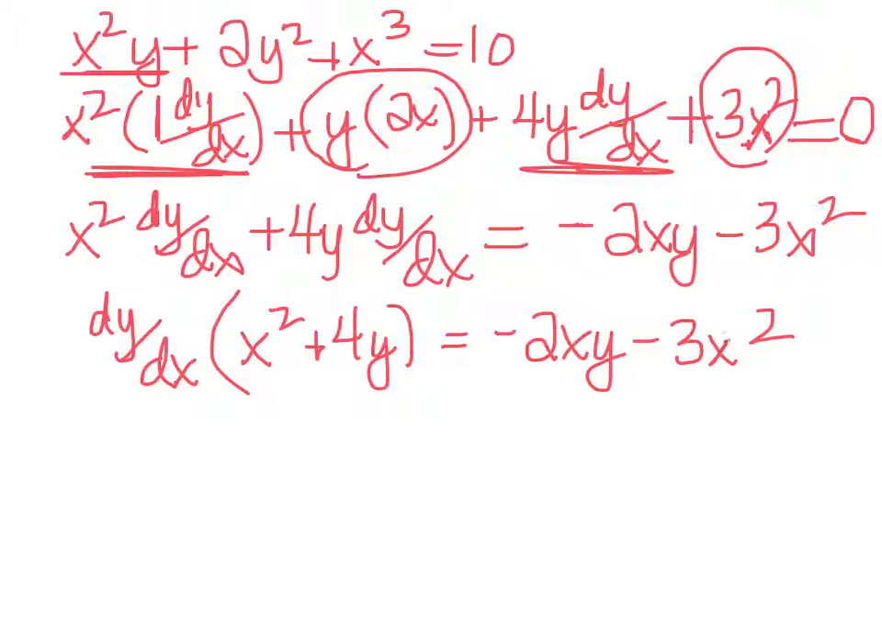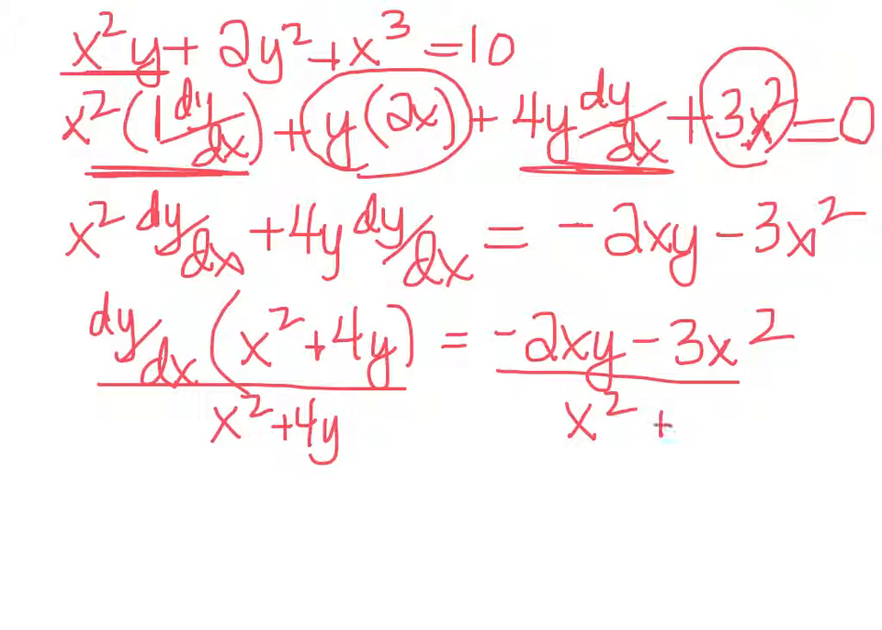Okay, so really, the only thing that was done on the left-hand side of the equal sign was we just factored out the dy/dx. And the reason why we did that is it's getting it more by itself, and now to get it completely by itself, we can just divide by what it's being multiplied by, which would be the x squared plus 4y. And over here as well, x squared plus 4y. Okay, those cancel out.